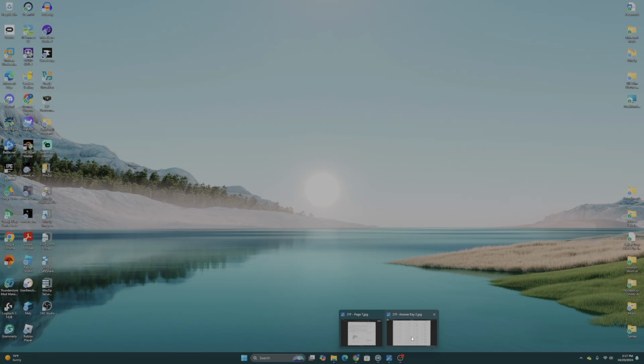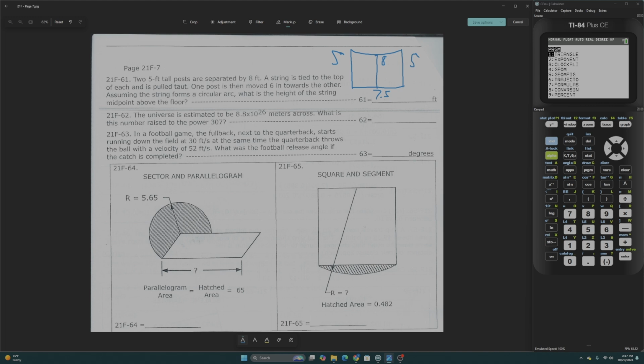Let me go back. I want to make sure I pull my answer key. So I'm going to need that for 61. Alright. What is this number? Okay, yep, we already got that one. Yep, 9.04, whatever. Now we're on 63.